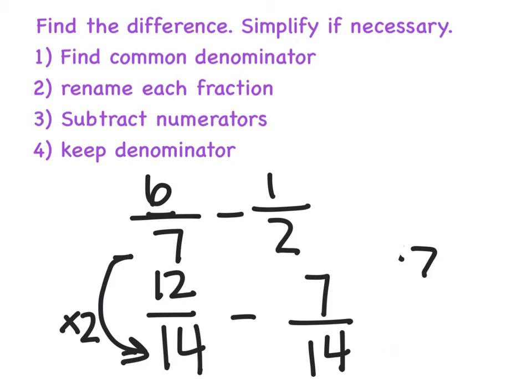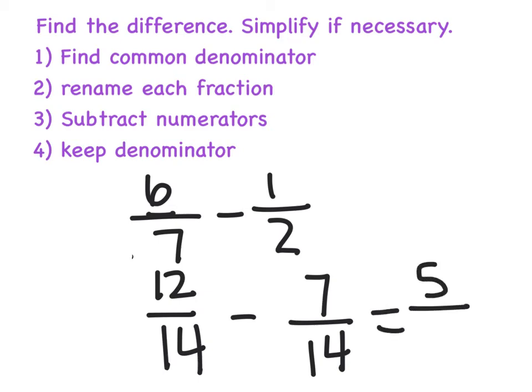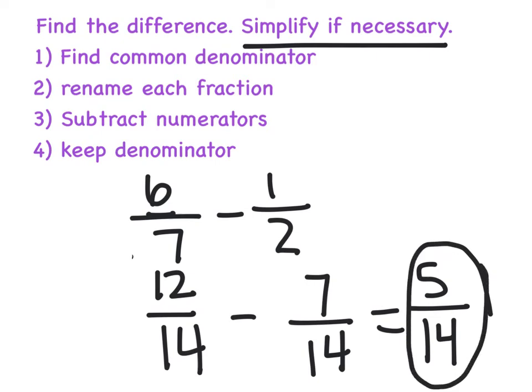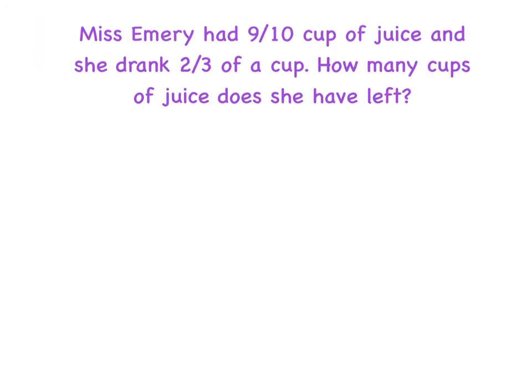Now I can go ahead and move on to steps 3 and 4. Step 3 says to subtract the numerators. 12 minus 7 is 5, and keep the denominator, 14. It does say to simplify if necessary, which means if you can, but 5/14 is already in simplest form. I know that because their only common factor is 1. So we're done. Let's look at a word problem.